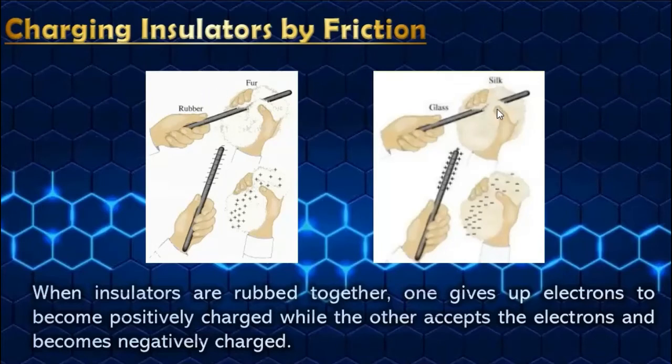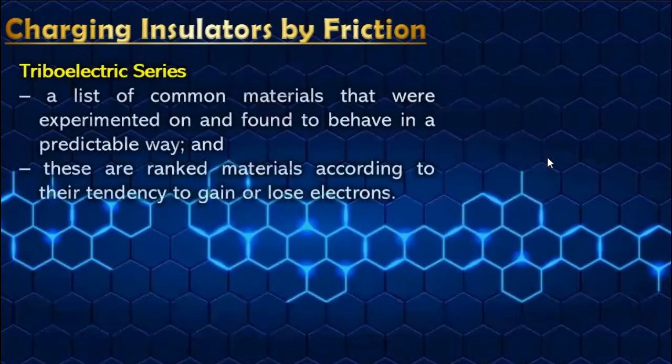To answer that question, let's understand this term, triboelectric series. It is a list of common materials that were experimented on and found to behave in a predictable way. And these are ranked materials according to their tendency to gain or lose electrons.